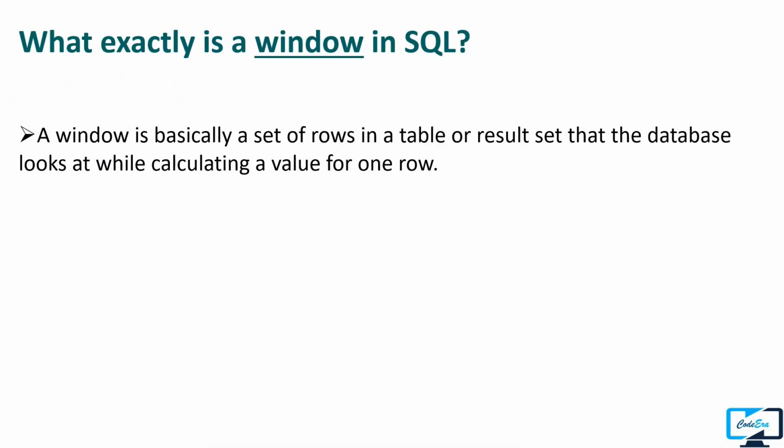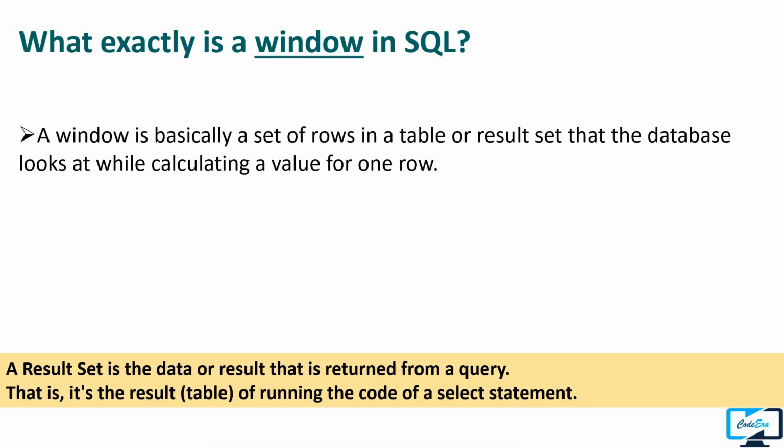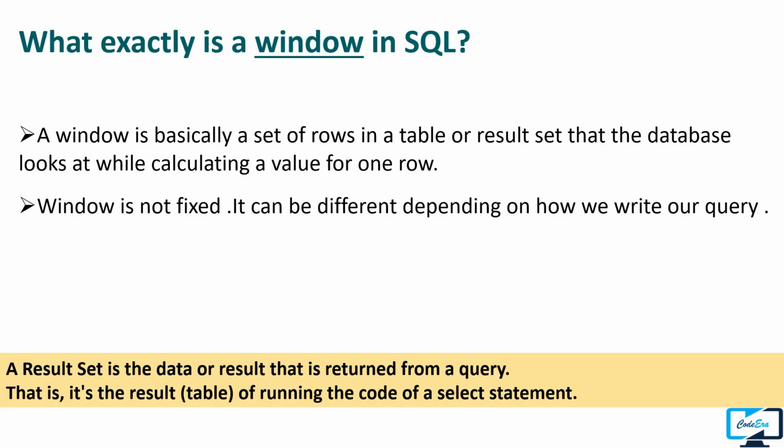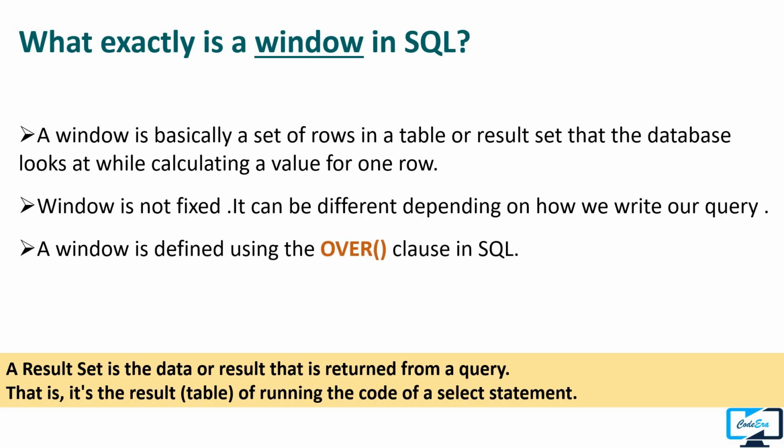So a window is a set of rows or result set that the database looks at while calculating a value for one row. And a window is not fixed. Our window depends on how we write our query. And importantly, a window is defined using the OVER clause in SQL. And I know this theory part might look difficult to understand. But don't worry, before we jump into the SQL terms, let's first understand the idea behind it.